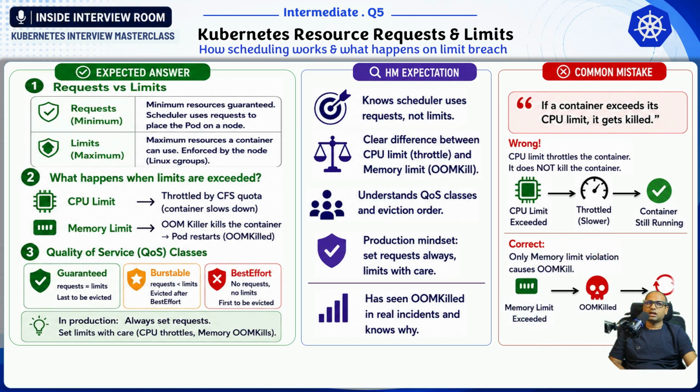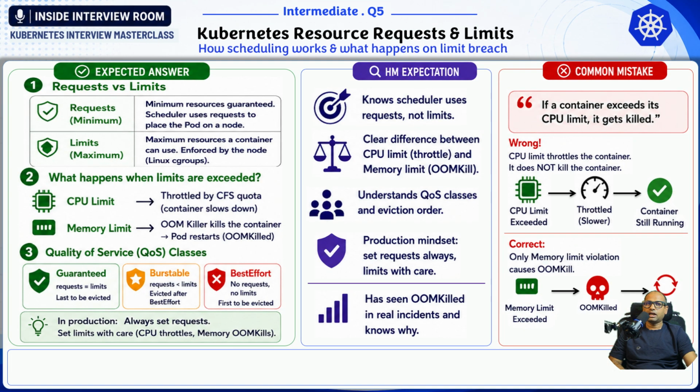A CPU limit throttles the container. It does not kill the container. If the CPU limit is exceeded, the container is throttled, but the container is still running. Correct: only a memory limit violation causes the OOM kill. Memory limit exceeded, OOM killed, then restart.